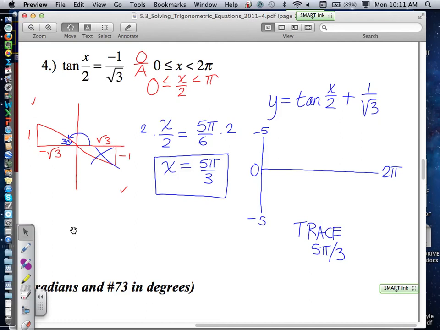Did that work for you guys? Hopefully you're in radian measure, or radian mode.